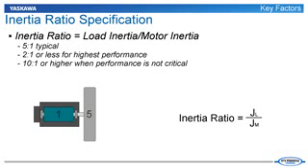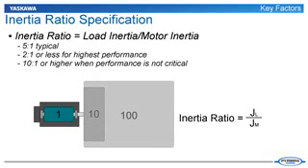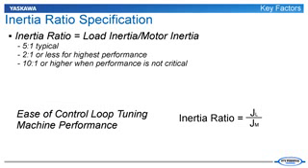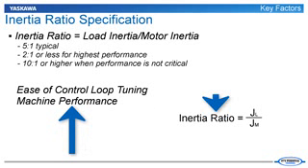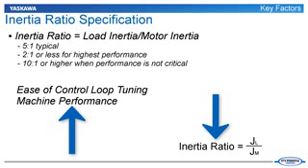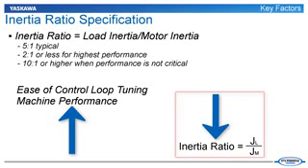Inertia ratios around 5:1 are typical for many applications. Performance tends to go up as the inertia ratio is lowered, often down to 2:1, 1:1, or lower. But when high performance isn't as critical, ratios of 10:1, 100:1, or even higher are not uncommon. In general, ease of control loop tuning and machine performance go up as the inertia ratio goes down. So if all other factors are equal, a lower inertia ratio is better.